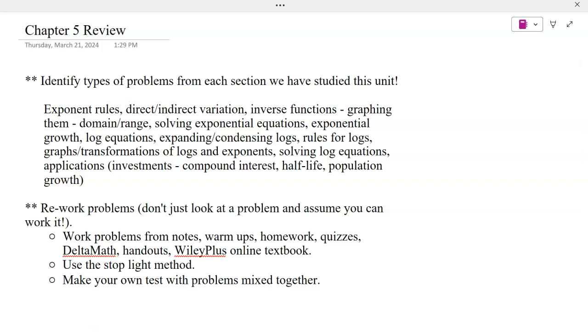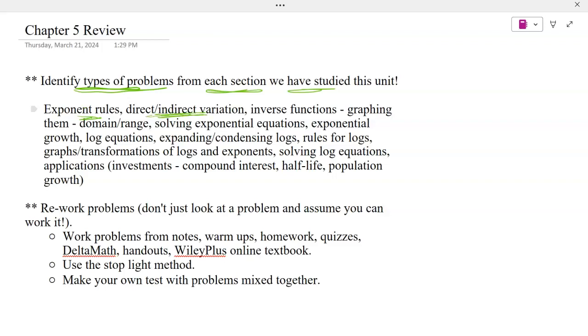So the first thing I recommend you do is go back through OneNote and identify the different types of problems that we worked from each section, so that you have an idea of what could possibly be on the test. So we started with exponent rules, which we built on as we went throughout the chapter. We also talked about direct and indirect variation.